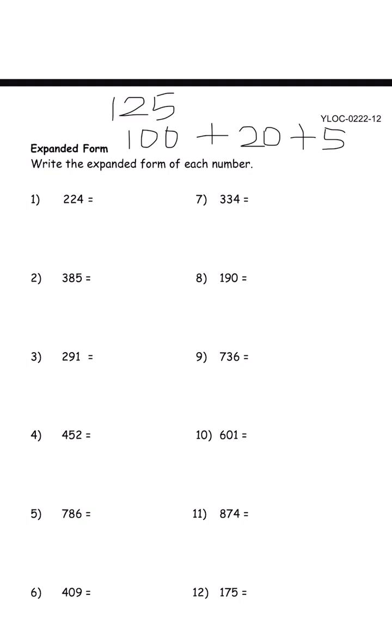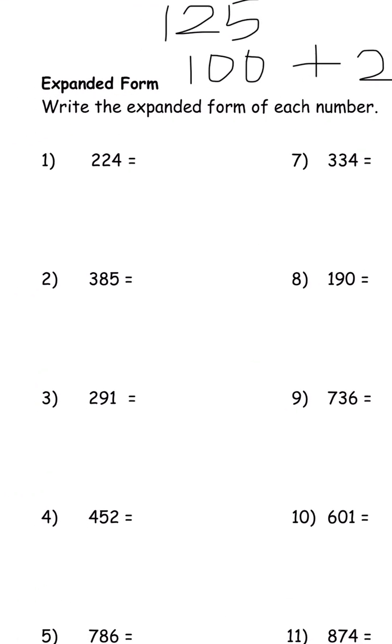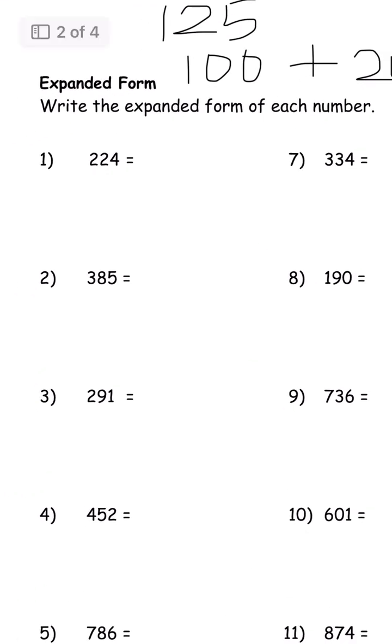So number 1, we have 224. So to write that into the expanded form, we're first going to look at this number. So that makes it 2, and it's in the hundreds place, right? So we put 0, 0. That makes it 200. Plus, and now we look at the next number, which is 2.